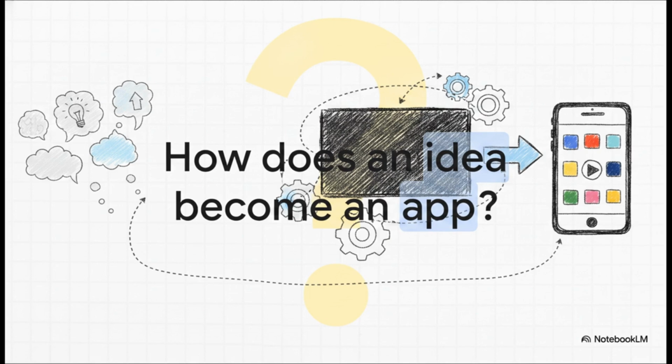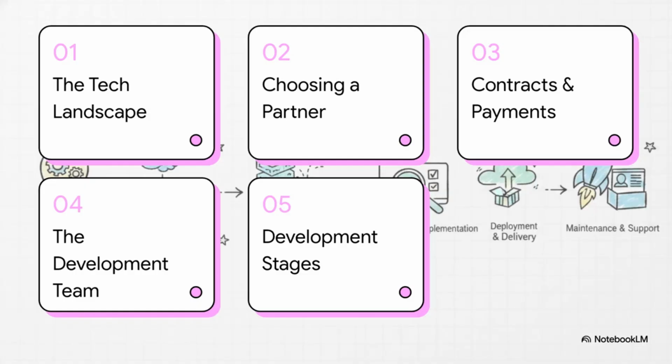We are mapping out the entire software development lifecycle, step by step, so you can see exactly how the gears turn, from that very first handshake to the final code deployment. Here's our game plan for today. We're covering 1. Defining the tech landscape. 2. Choosing the right partner. 3. Contracts and payment models. 4. Meeting the development team. And 5. Mapping the development stages.